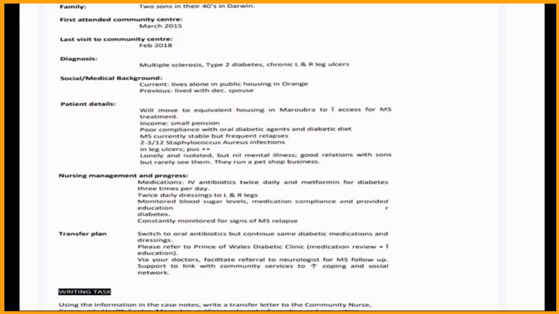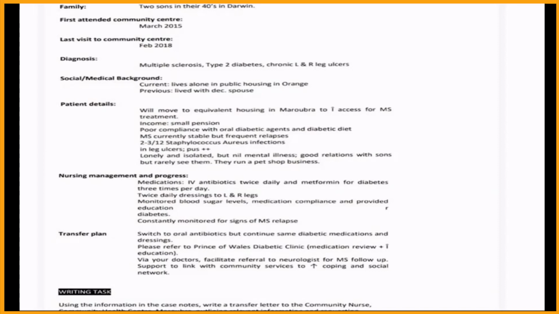Monitored blood sugar levels, medication compliance, and provided education on diabetes. Where should that come? Type 2 diabetes. Constantly monitored for signs of MS relapse. Where should that be placed? Multiple sclerosis. So now did you get an idea?